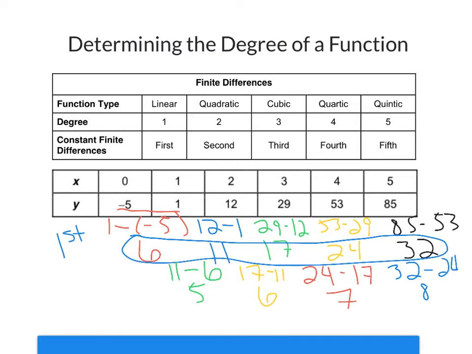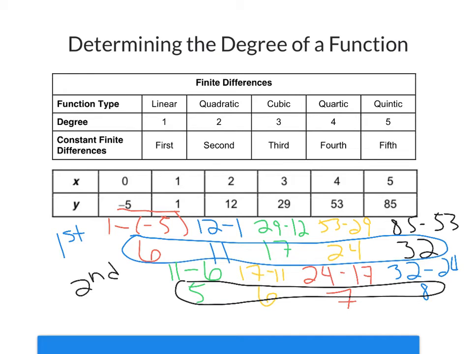These are what's known as my second differences because I've subtracted twice. Now my second differences are still not constant, so I need to do this a third time.